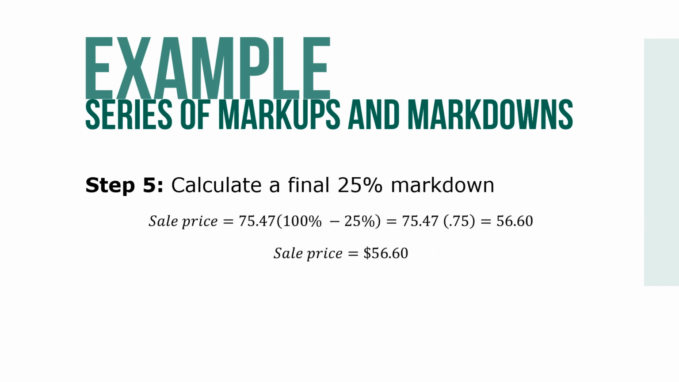Calculate the final 25% markdown. In this case, the sale price will equal $75.47 times 100% minus 25%, or $75.47 times 0.75, for a total of a $56.60 sale price.